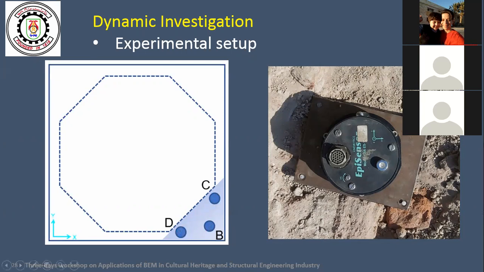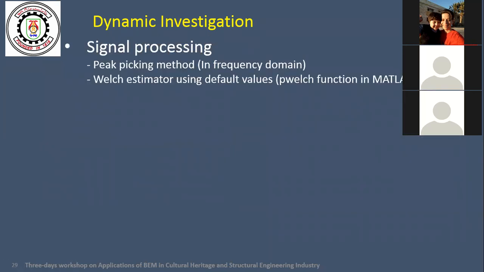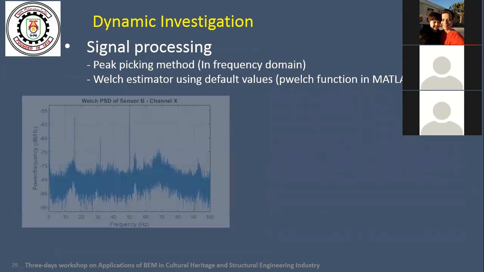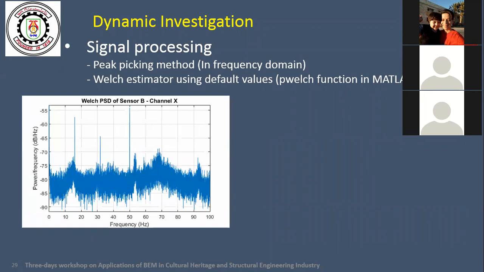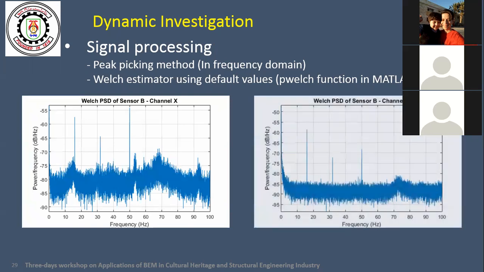The accelerometers we used were three-dimensional, so each accelerometer provided us the acceleration in three directions, X, Y, and Z. In the signal processing, we used the peak picking method and Welch estimation for getting the peak values and peak response. This is a sample of the power frequency response versus the different frequencies for a specific channel. And this is, again, another at a different channel.